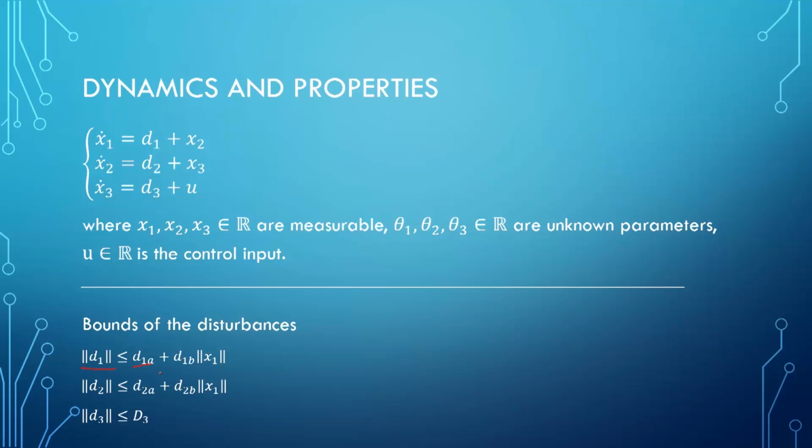Okay, forget theta 1 to theta 3. So all states are measurable. U is the control input. Okay, and the D1 to D3 are disturbances that can be upper bounded by a constant and a constant times states.